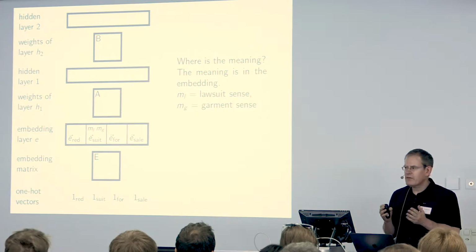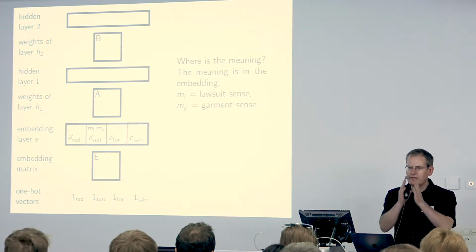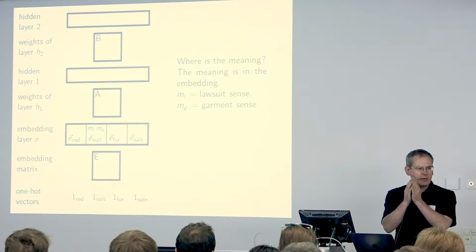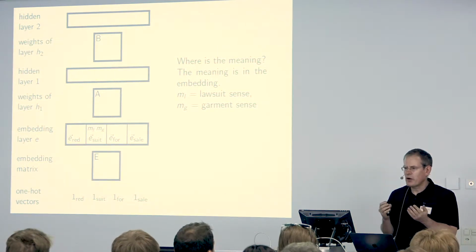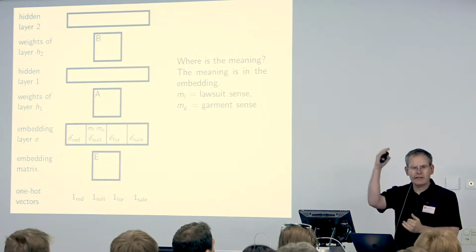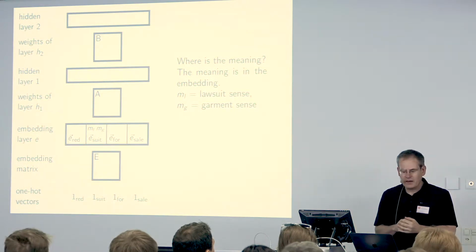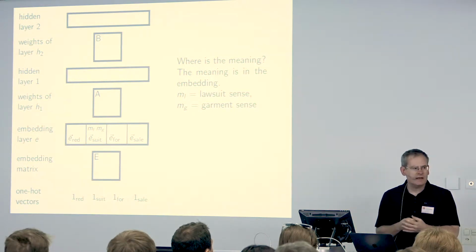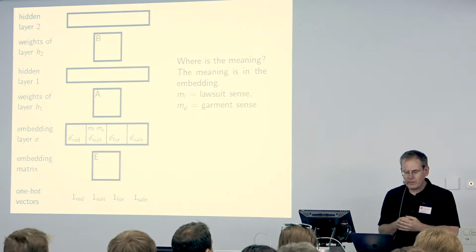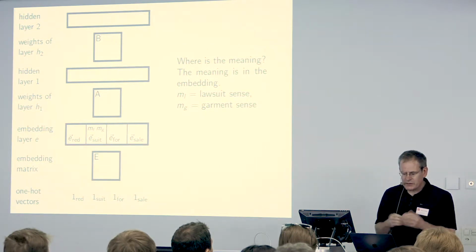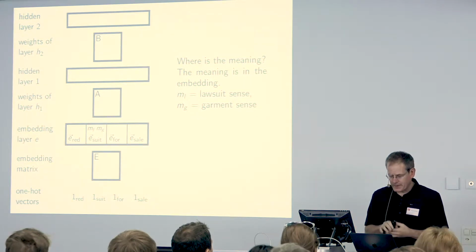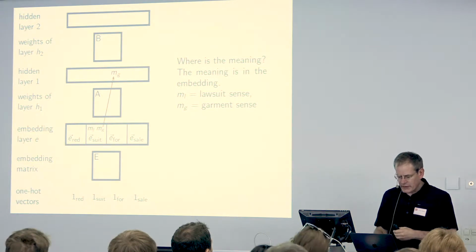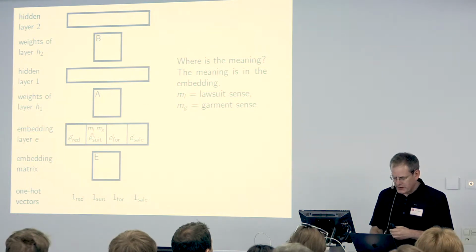Now, some people have a problem with the idea that you have a single vector and it represents 2 different meanings. But there's actually no problem with that, because if you have a 100-dimensional or 300-dimensional vector, that's a lot of capacity to represent things. So there's no problem in principle with representing 2 different meanings in one vector. Okay, so the meanings are represented in the embeddings.